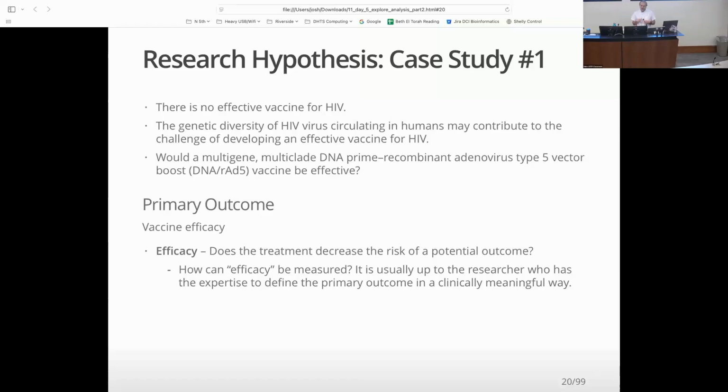And it's important to think about the fact that how one defines efficacy is very dependent on what you're studying. It's going to be pretty domain specific, and it's up to the people doing the research, planning the study, to determine what a reasonable measure of efficacy is.